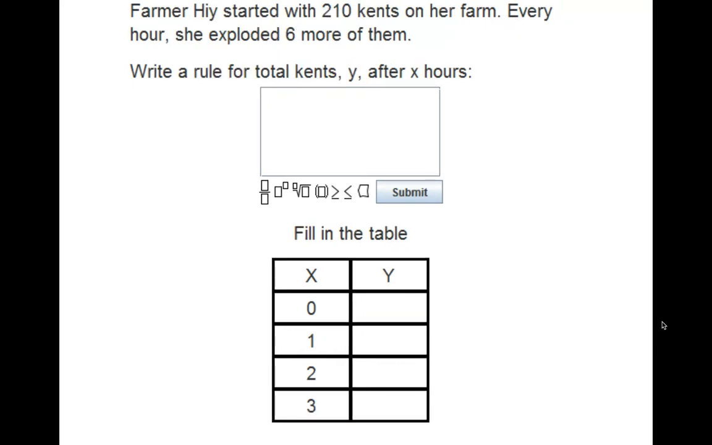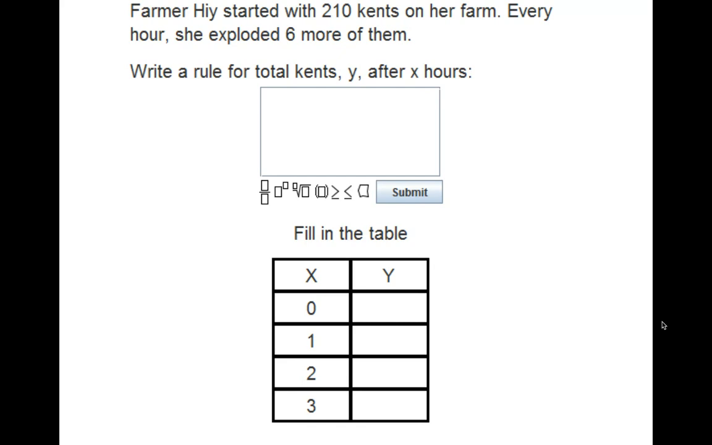All right, so we look at another one. So Harmer High, these names are crazy, started with 210 Kents on her farm. Every hour she exploded 6 more of them. So we have more relationships and more less. Well, if we're exploding these Kents, this is a more less relationship. So every hour there's less. Started with 210. Every hour she exploded 6 more. Don't get caught up in the more. She exploded them. So she got rid of 6 of them.